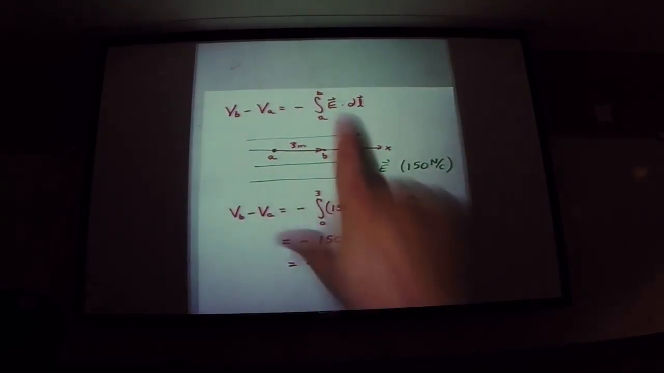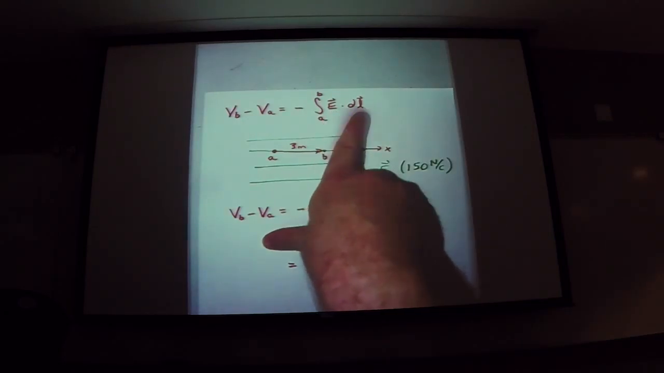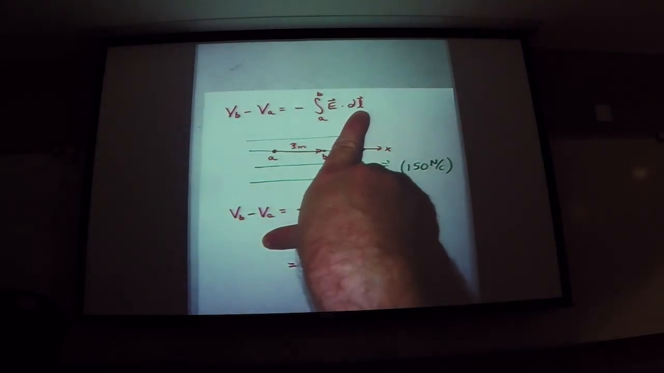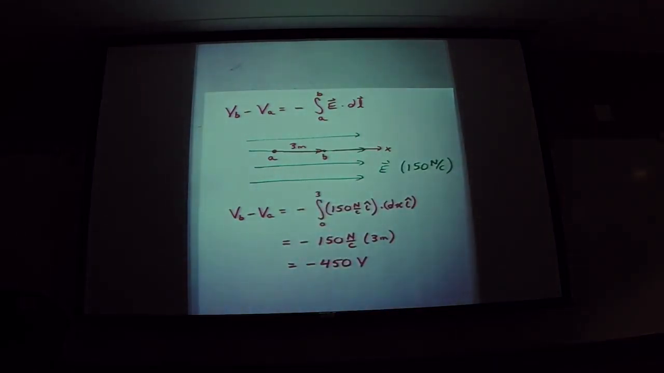Well, either my E is 0, that would be silly, or I don't go anywhere, that would be silly, or what has to happen between the two? The angle has to be what? 90 degrees, has to be perpendicular. So your equipotential surfaces are going to be perpendicular to your electric field.